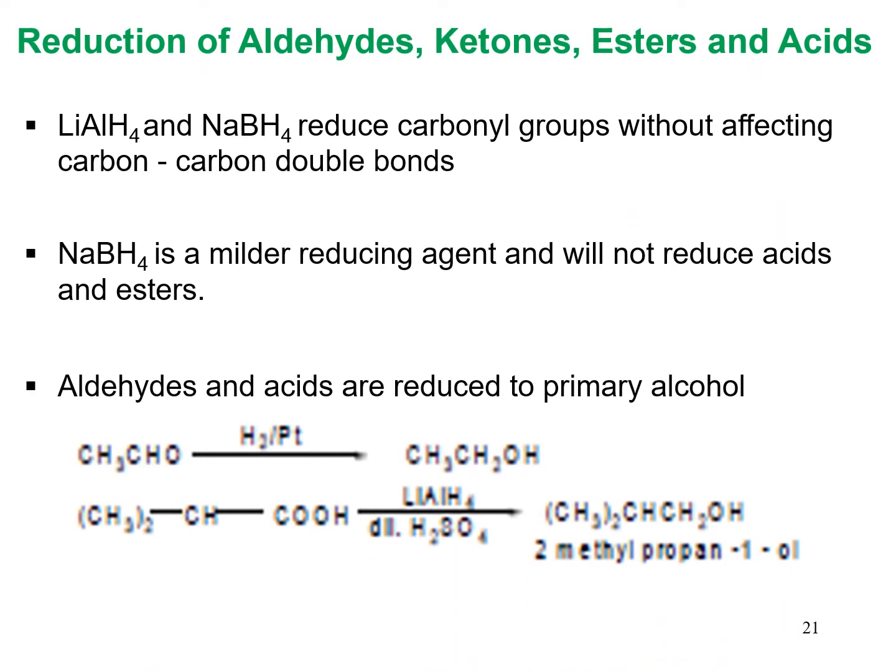But when you are reducing a compound that has unsaturation and you want to preserve this unsaturation, that's the double bond, you don't use hydrogen with platinum, nickel, or palladium. You go ahead and use lithium aluminum hydride or sodium borohydride, because they are going to convert the carbonyl compound to alcohol without affecting the double bond. But because sodium borohydride is milder, it cannot work on acid and ester, but it can work on aldehyde and ketone.